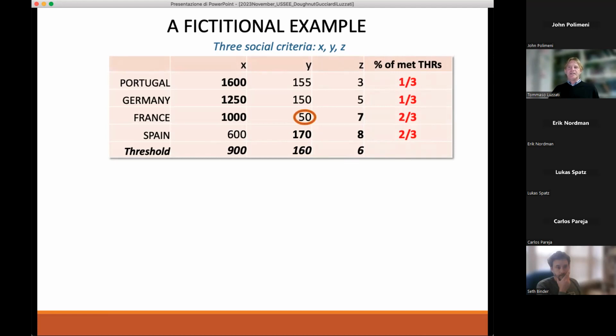And this is despite France performing very poorly on indicator Y. And at the same time, Germany is rather close, in this example, to the respective thresholds. So the question arises, who is closer to living within the donut, Germany or France?